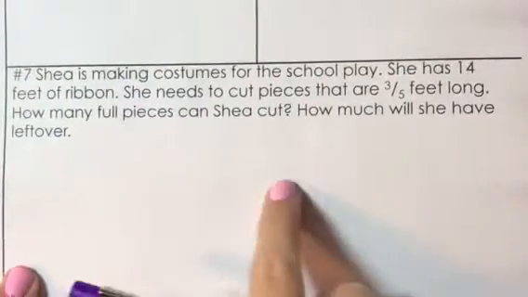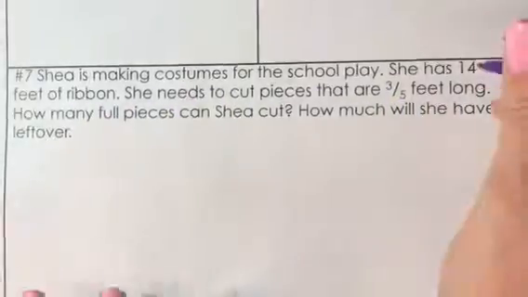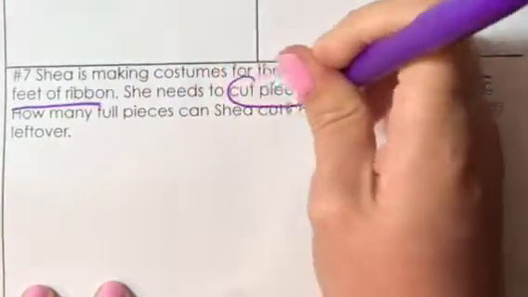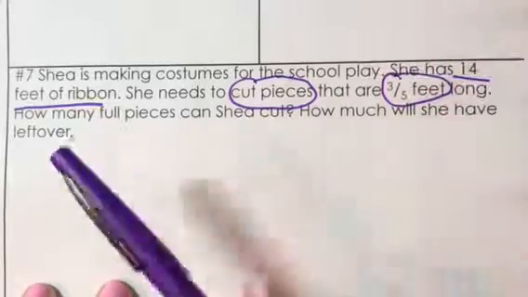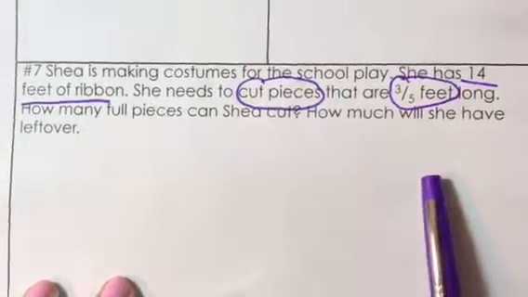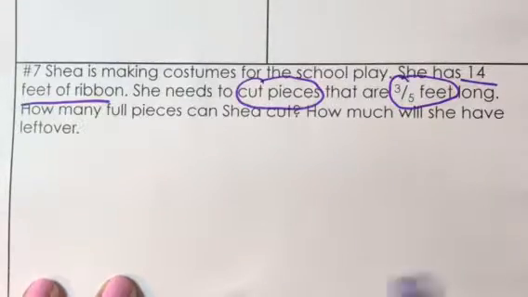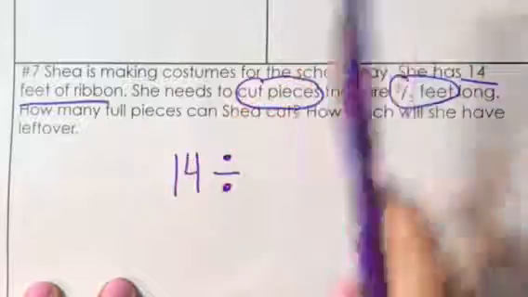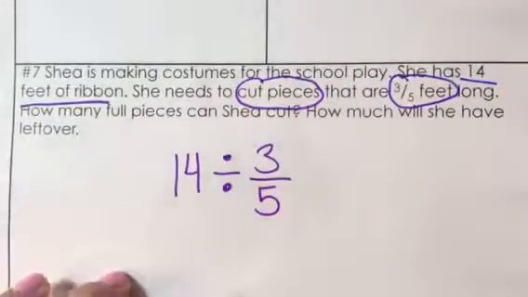Let's set up this problem first. Shay is making costumes for the school play. She has 14 feet of ribbon. She needs to cut pieces that are 3/5 feet long. How many pieces can she cut? Well, let's stop and think. What did she start with? Well, it says she started with 14 feet. And she needs to cut or divide up pieces that are 3/5 of a foot long.